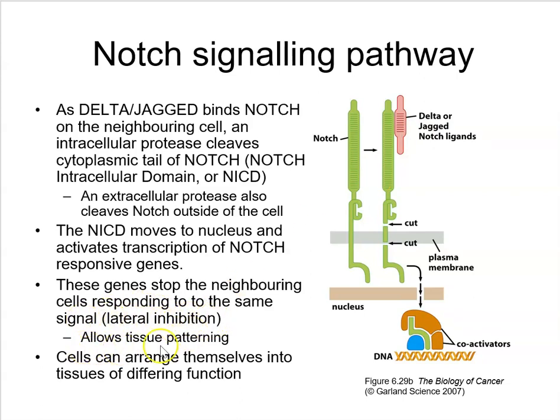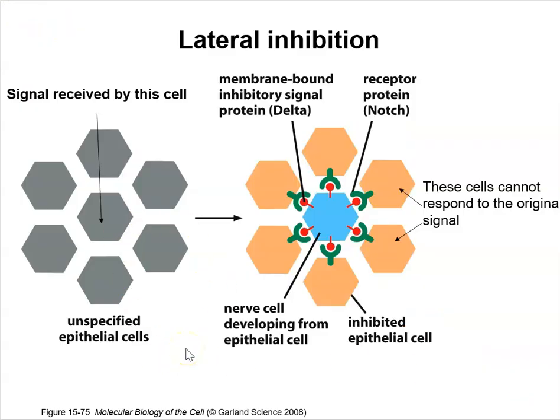And lateral inhibition is a central process involving tissue patterning. So it allows one cell to become one thing and another cell to become something else, but both cells would have received the same signal. This is illustrated here, where in very early embryonic development we have some unspecified, undifferentiated cells. This cell in the centre receives a signal telling it to be something, and when it receives that signal it expresses delta, and in doing so it signals to all of the surrounding cells to tell them not to be the same thing.